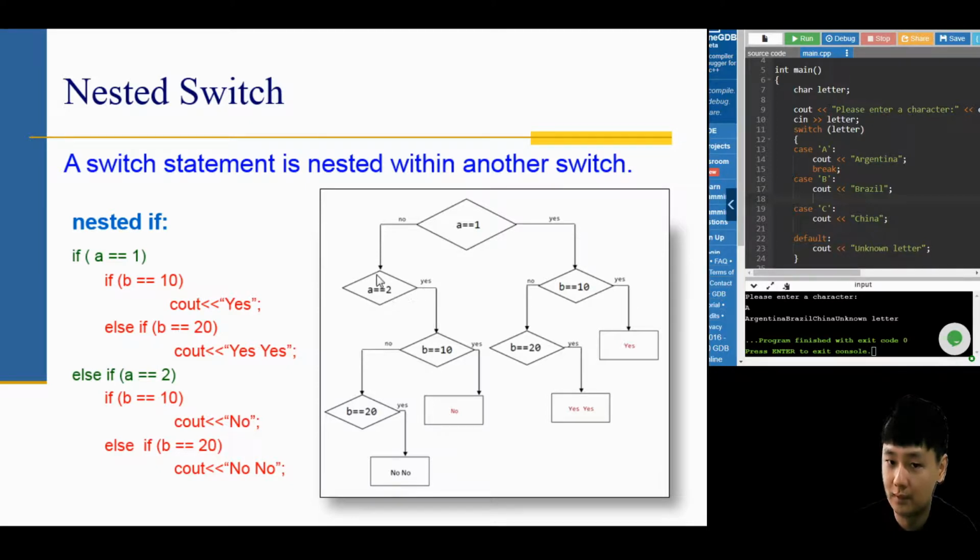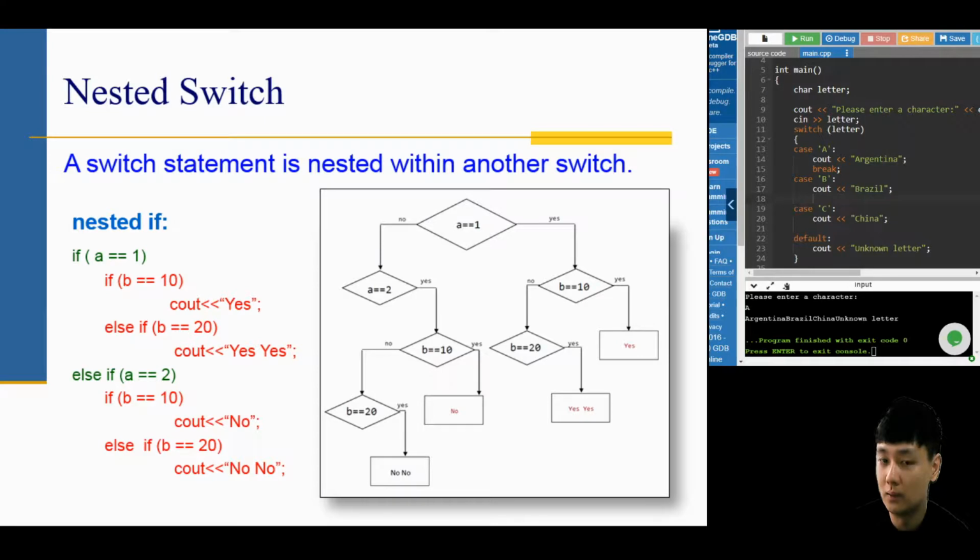if, this if represented by this diamond shape, else if a equal to 2, then you have another question, b equal to 10. If yes, print no. If no, you have another question, b equal to 20. Yes, then no. So basically from here, can you notice that we have actually two levels?